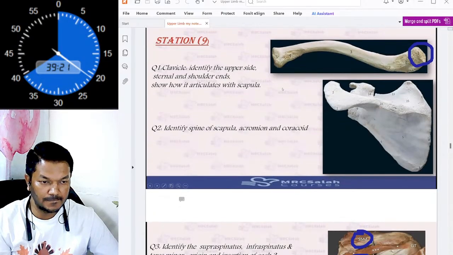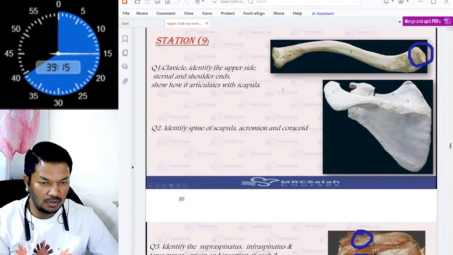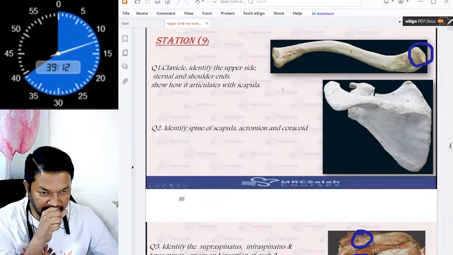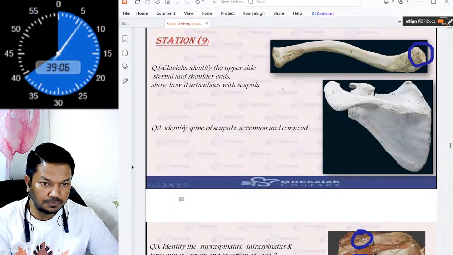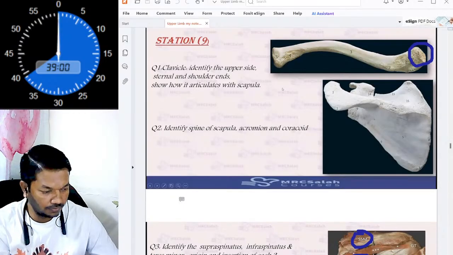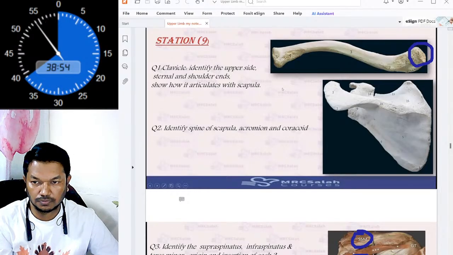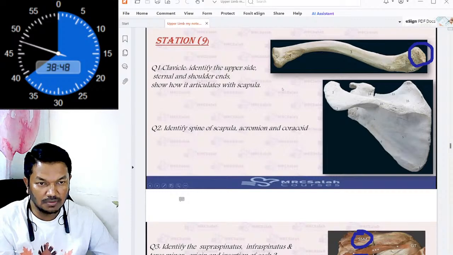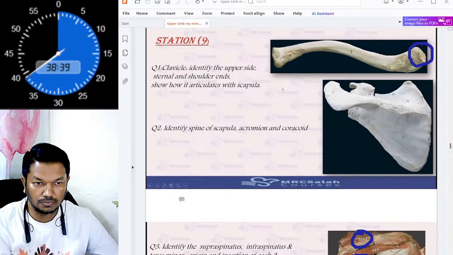The spine of the scapula is number 10, the coracoid process is number 3, and number 2 is the acromion process. Number 6 is the lateral border. What is number 8? Oh, sorry, it is the medial border.